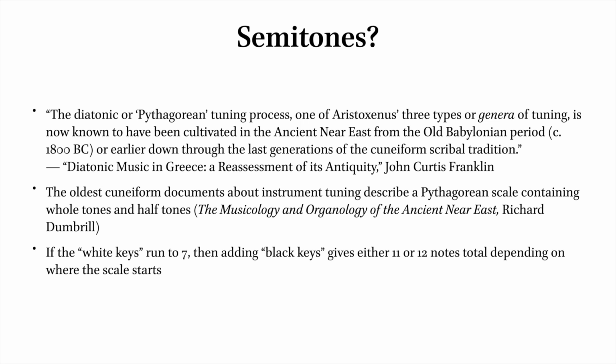The oldest cuneiform documents about instrument tuning describe a Pythagorean scale containing whole tones and half tones, or semitones as they're also called. If you want to know more, Richard Dumbrill has written quite a lot. You will be busy for a long time. So if the white keys run to 7, then adding black keys would give us either 11 or 12 notes, depending on where the scale starts.